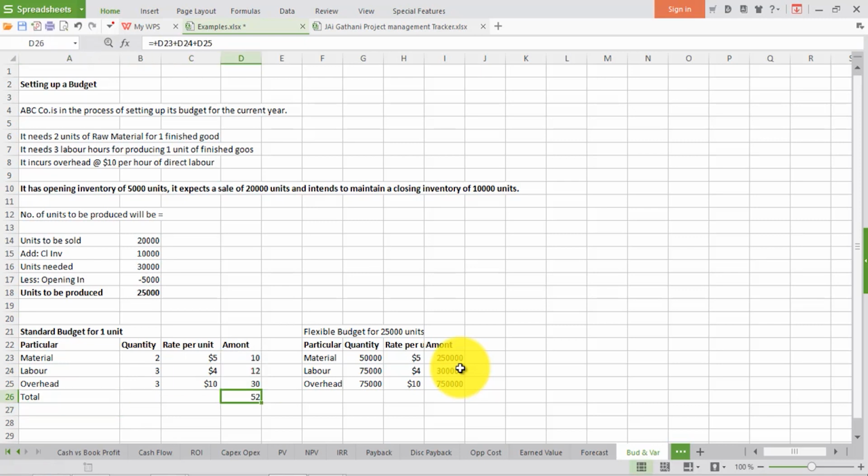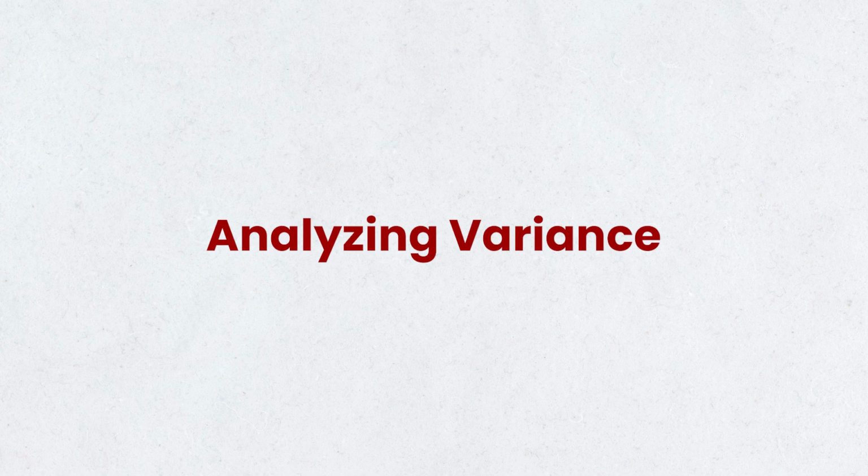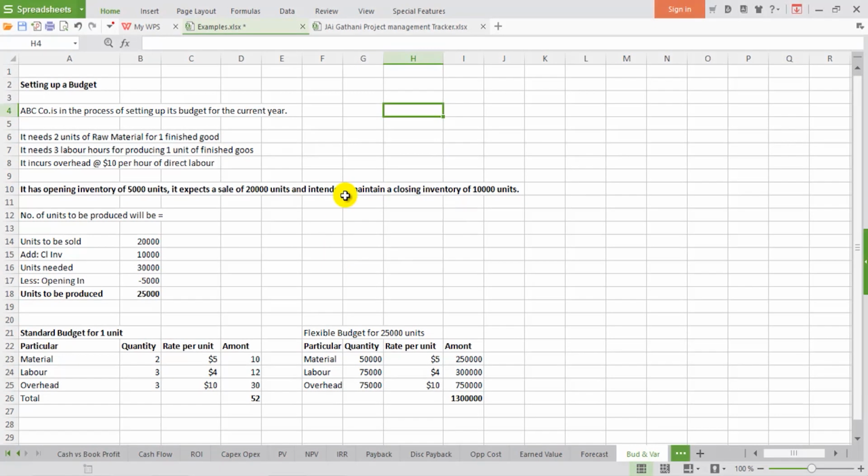So the total cost incurred per unit is $52, and total cost incurred for 25,000 units is going to be $1.3 million. Okay. So that's how you prepare a budget, guys. This was your budget setting activity. Now we're going to see how we compute the variance out of this budget over here.